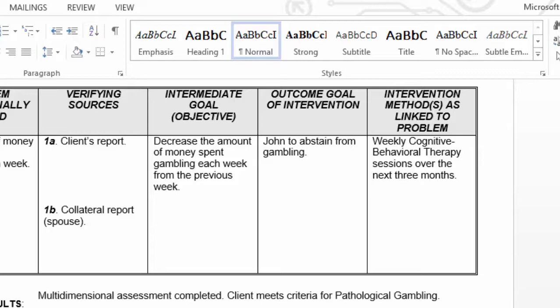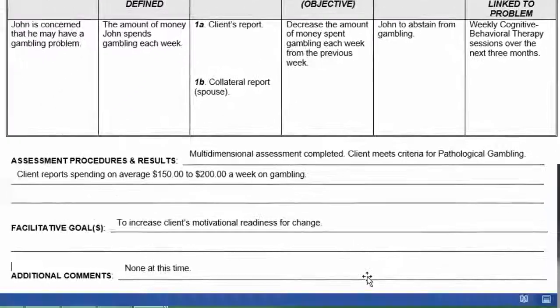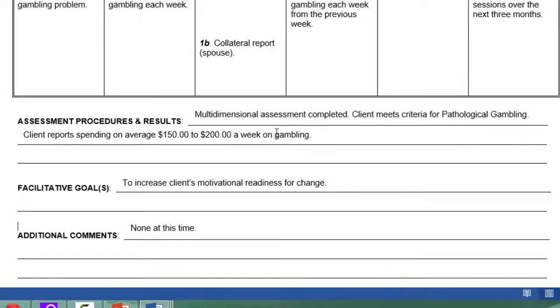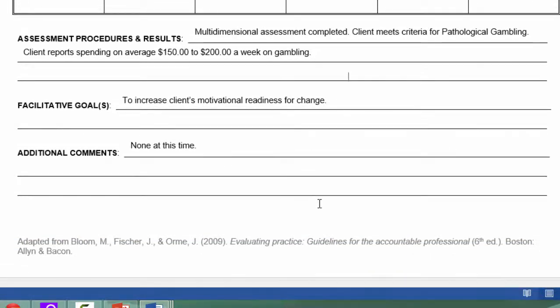And then the last box is the intervention that we would use. An intervention might be weekly cognitive behavioral therapy or group-based therapy. For your project, doing the single system design in itself is somewhat of an intervention, so you can report that. And again, on the bottom we have right here is the assessment that we did. For him, we use the DSM-4. Our facilitative goal is to increase his motivation to change, because it looked like from the report that he's got some motivation to change, but as a clinician, we might have to just massage that motivation a little bit more. And then if there's no additional comments, then you don't have to write any.